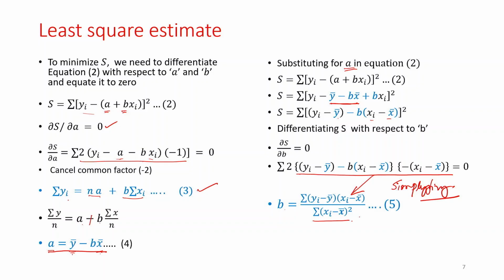This line will be the best describing the relationship between x and y. So if all the data points fall on the line, that means all the vertical distances are 0. In that case, there is no error.